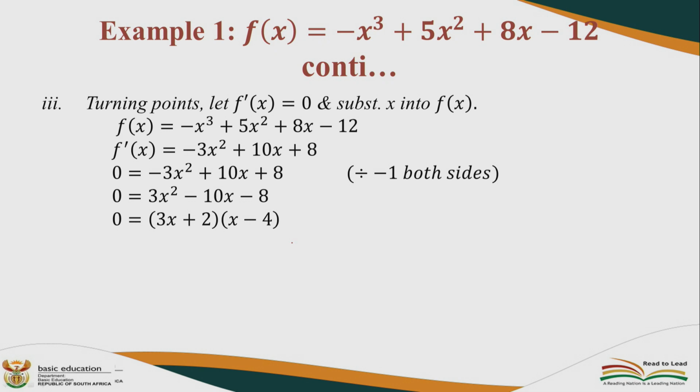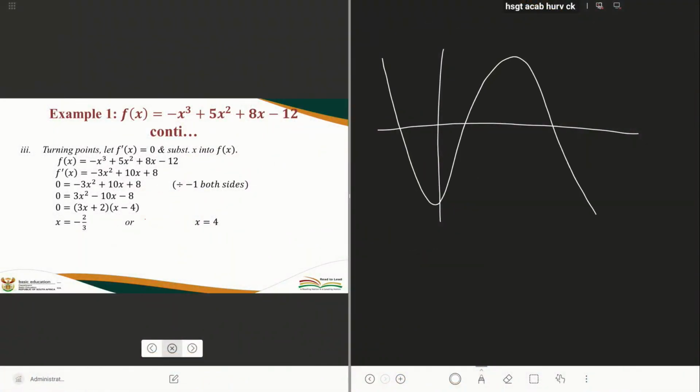And then I get the x values of the turning points, of which graph? Of f of x. I do have now the x value as negative 2 over 3, but I don't know the y value. I do have now the x value as 4, and I don't know the y value. Where do we get a y value? We always calculate the y value on our graph of f.